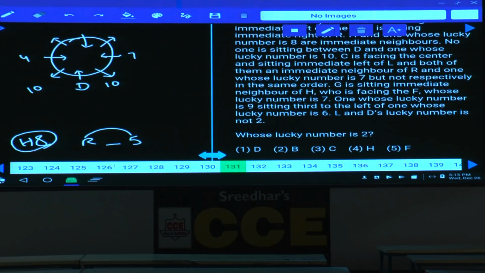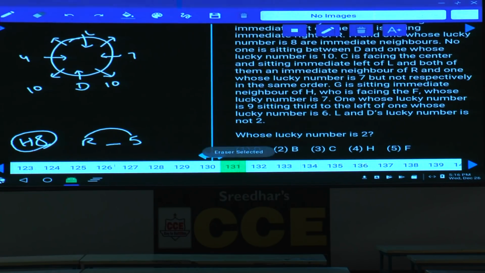And C is facing the center. C is facing the center and is seated to the immediate left of L, and both of them are immediate neighbors of R. Now, so this is the information we have. Now, C is immediate left of 2 persons, isn't it? And this C is facing the center, hence where should this C be? C must be at this place, isn't it?